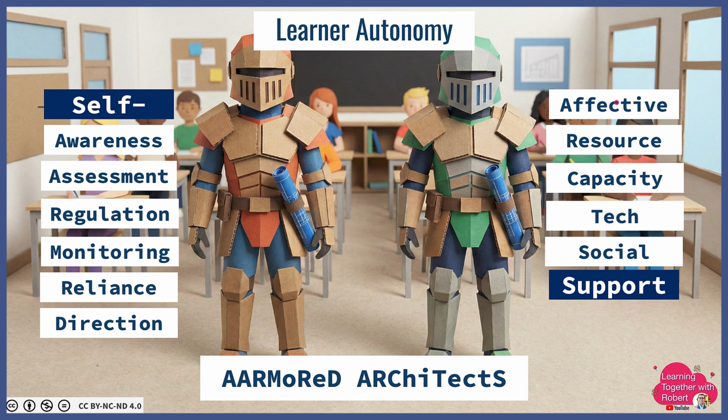First, effective support. This helps learners feel safe, motivated, and confident, especially when taking risks in language use. Second, resource support. This means guiding learners to appropriate materials rather than leaving them lost in choice overload. Third, capacity support. This focuses on explicitly teaching skills like goal setting, planning, and reflection. Fourth, technology support, helping learners use digital tools strategically instead of randomly. And finally, social support, creating opportunities for peer interaction and shared responsibility.